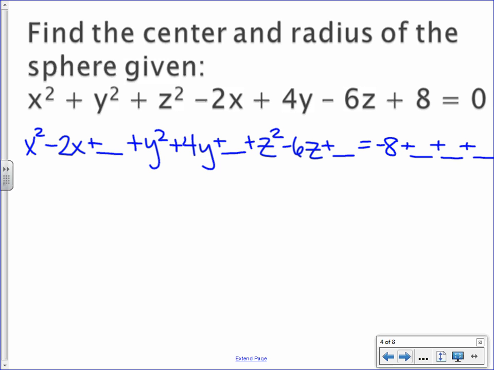Now the nice thing about this problem is that all of our coefficients for our squared terms were 1, right? So that saves us some work, right? Silver linings here.